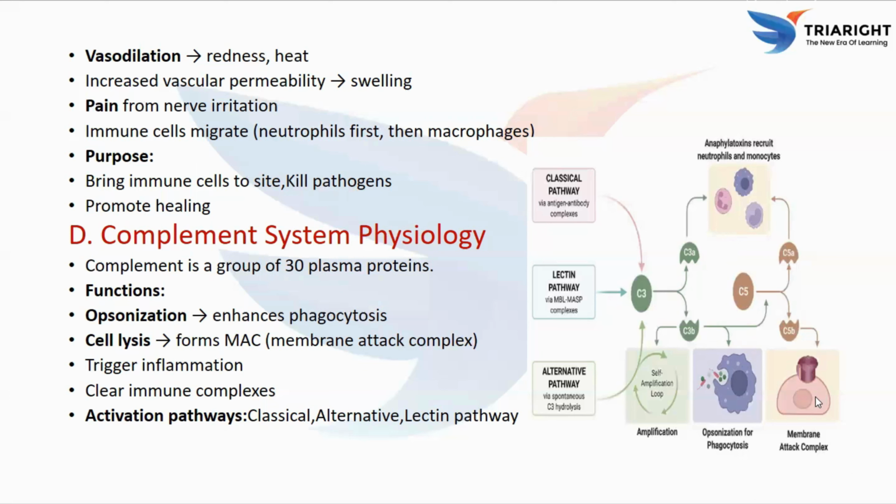And then C5 activation. C5 splits into C5a and C5b. C5a is a very strong inflammatory mediator and chemoattractant. And C5b starts MAC formation.